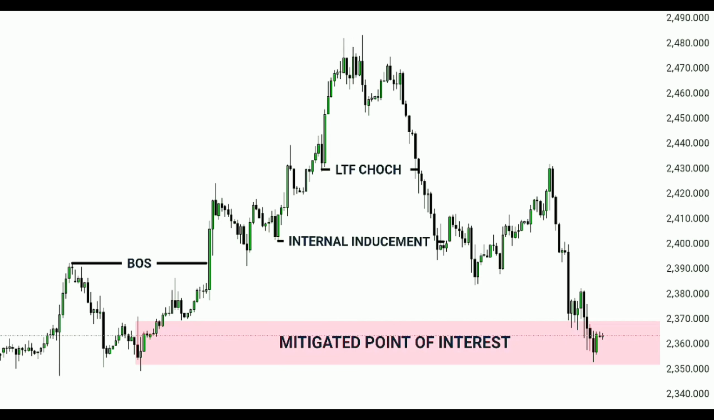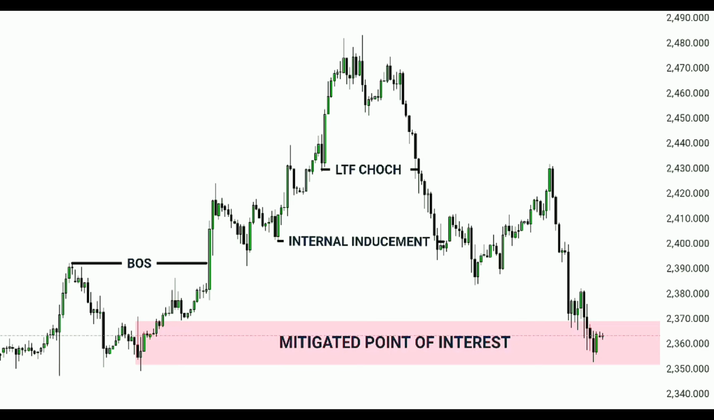In this chart, the market tapped into the marked demand zone and reacted strongly with a bullish move. That reaction shows that buyers were waiting there. The sharp upward movement confirms that the zone was important. Beginners should understand that price does not reverse randomly. It usually reacts from areas where strong buying or selling previously happened. Learning to identify a mitigated point of interest helps you focus on high probability zones instead of entering trades in the middle of nowhere.